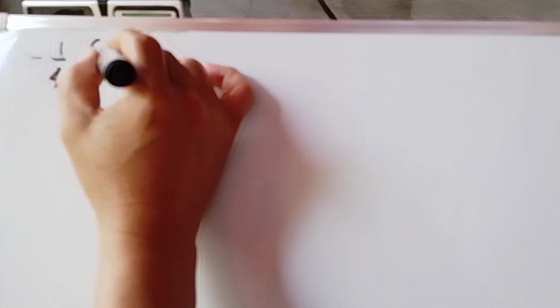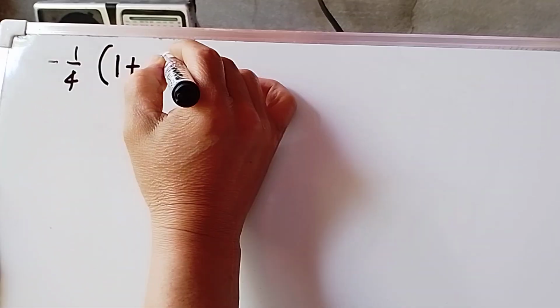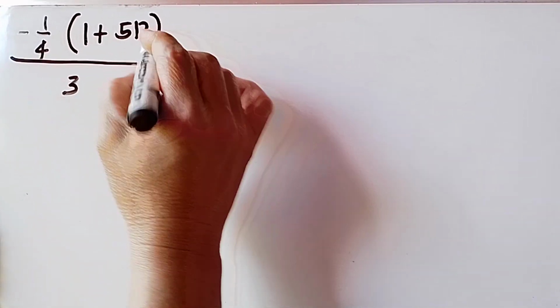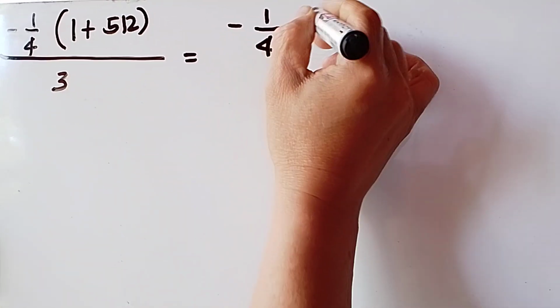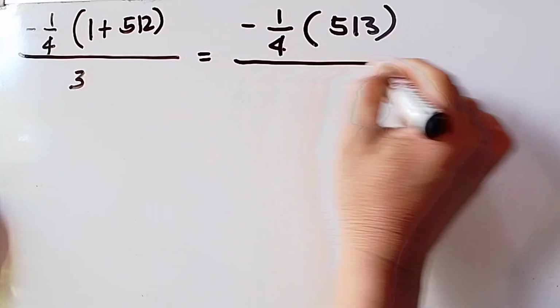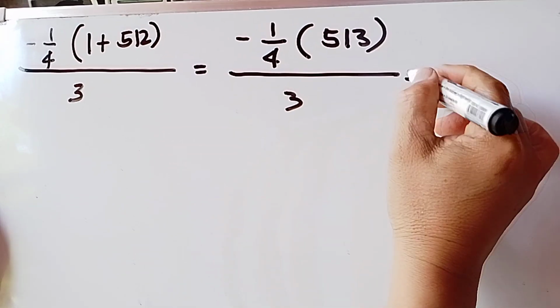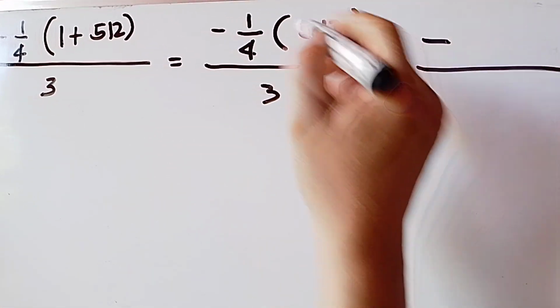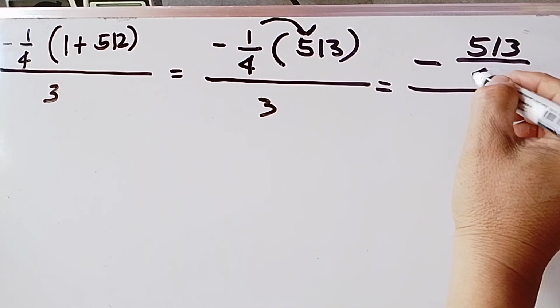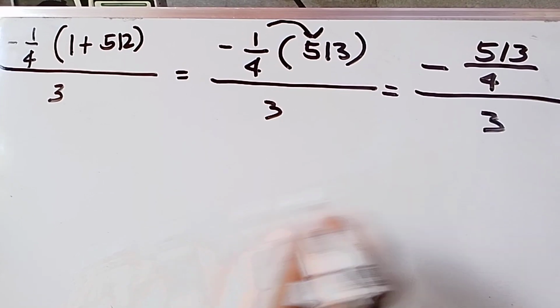You need to rewrite this one: negative 1 over 4, then parentheses, 1. Okay, take note, negative times negative will be positive. 1 plus 512, all over 1 plus 2 is 3. So, this will be negative 1 over 4, and we know that 1 plus 512 is 513, all over 3. To simplify this one, negative 1 times 513 will be 513, and this will be over 4, and then over 3.